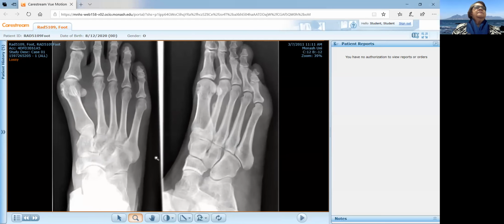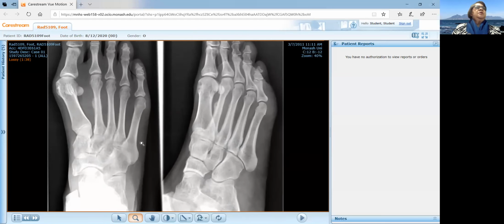Let's just zoom in. Okay, so it should be quite obvious that there is a fluffiness, which is some callus formation around the second metatarsal, around the mid area. And if we look on the oblique view as well, on the third metatarsal, there's also some subtle fluffiness as well. And this is very typical of stress fractures.